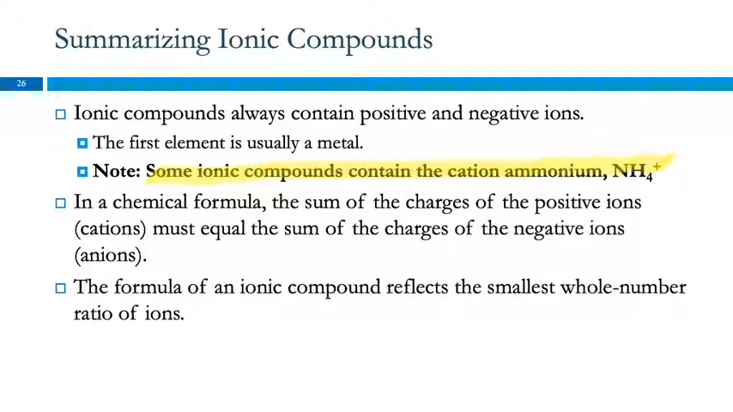And then another important point is the formula for an ionic compound represents the smallest whole number ratio. So ionic compound formulas are empirical formulas. There's a couple of exceptions, but we won't worry about those. So we're looking for the smallest whole number ratio.